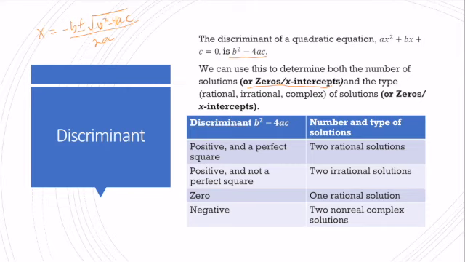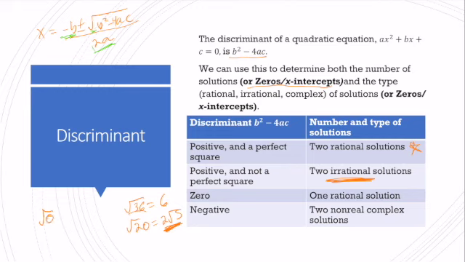So if I was to end up under the radical with the square root of 36, which is a perfect square, then I would have two rational solutions, because I would have a constant plus a constant divided by a constant, a whole rational constant. If it's positive but it's not a perfect square, like say we had the square root of 20, which factors into 2 square root of 5, right? I'm going to have something irrational. I'm going to have an irrational number left over.